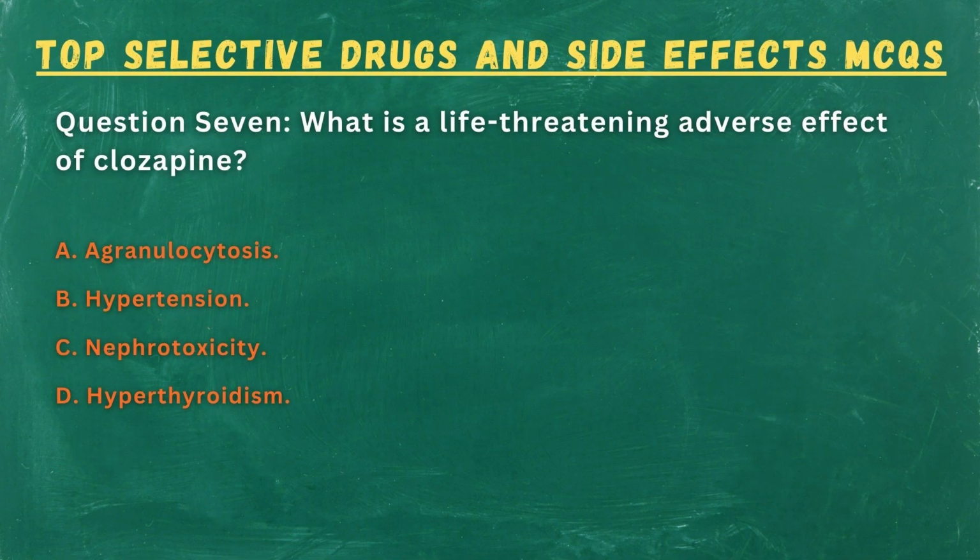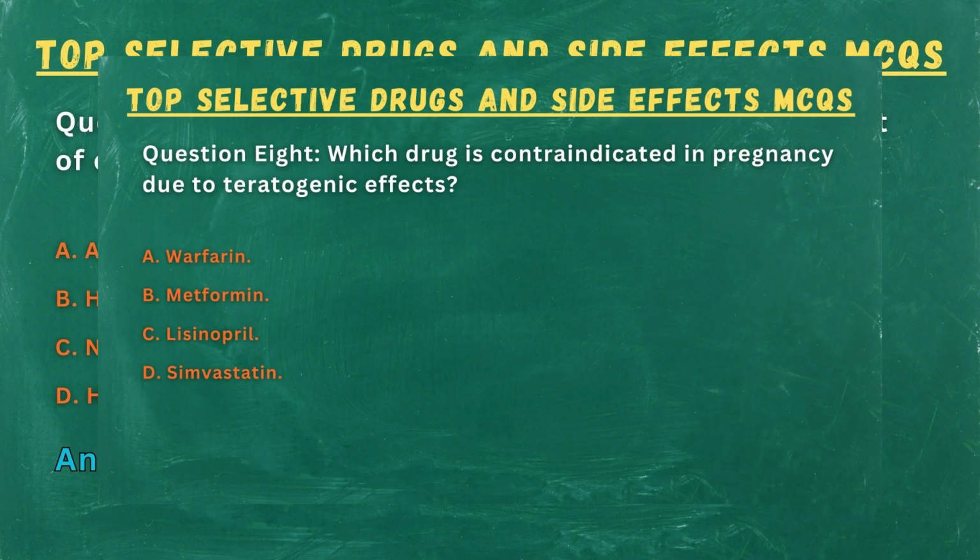Question 7. What is a life-threatening adverse effect of clozapine? A. Agranulocytosis. B. Hypertension. C. Nephrotoxicity. D. Hyperthyroidism. Answer. A. Agranulocytosis.